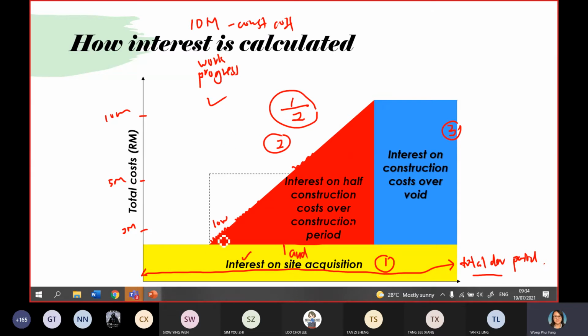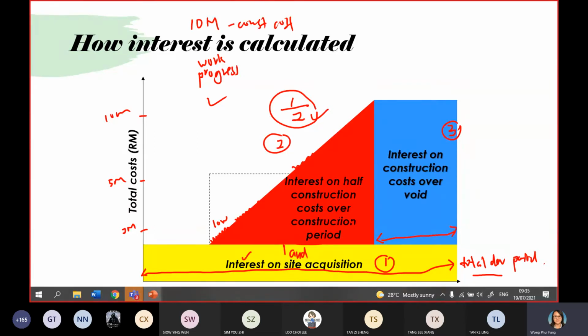So at the beginning, because you haven't completed much, you just start to do your foundation, site clearance, piling work. So you are charged interest on 2 million only. Then after that, in the middle, you start to have your superstructure, substructure, then it becomes 5 million. Then it continues to charge. So that's why during this part, remember, it should be divided by half. Okay, then the last part is the void period, the rent-free period, which is during this part only.